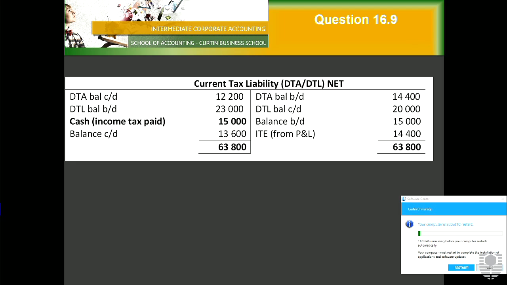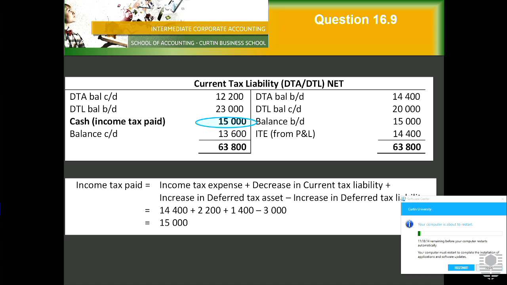Your tax component from your P&L was 14,400. All right, add that in. Your credit side is the biggest side, and you must have paid a cash component of tax there of 15,000. So you've got to account for the movements in your current tax and your deferred taxes. If we net them all off, that current tax component there is 15,000.